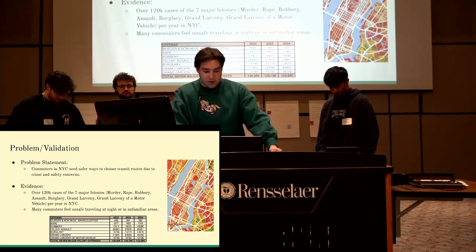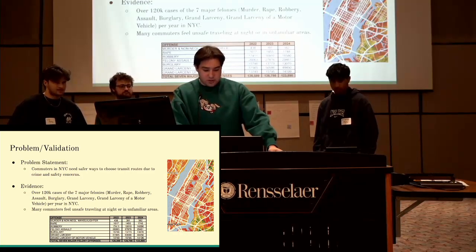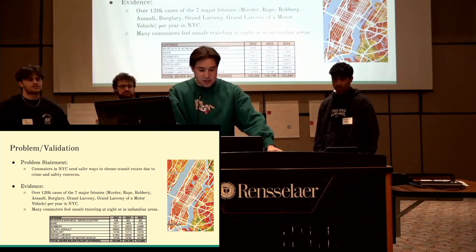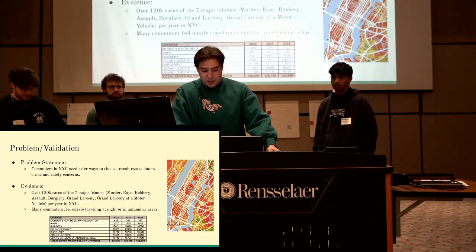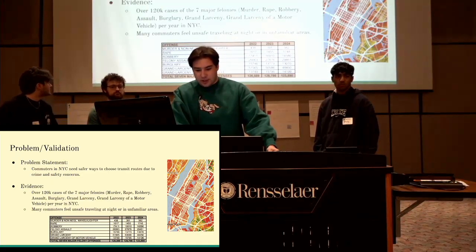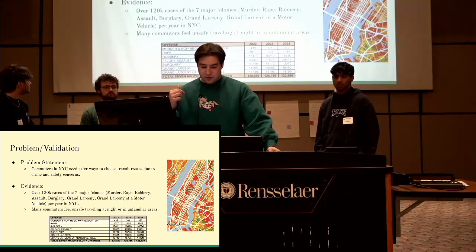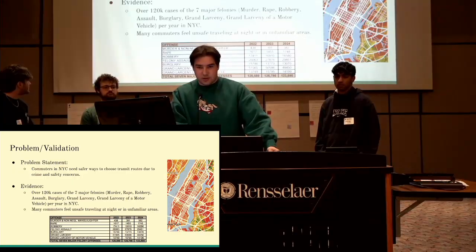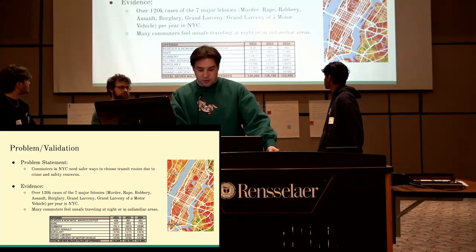So our evidence for this is that over the last couple of years, there's on average about 120,000 cases of major felonies in New York City. So there's a lot of commuters who feel unsafe. It's a hot topic of discussion in the local area. The map we have on the slide deck is the crime relative to the rest of the country. So that's why a lot of it is in red and orange rather than green.